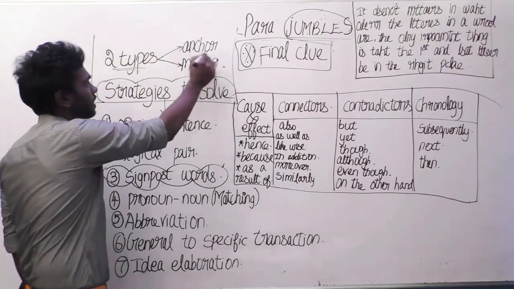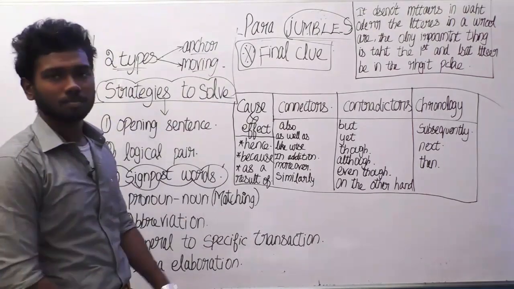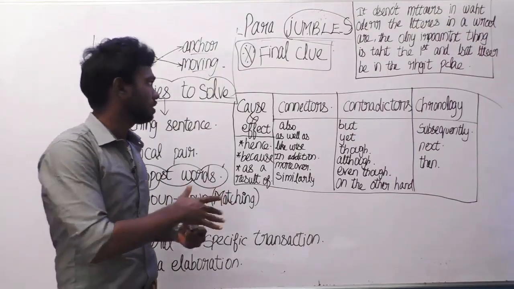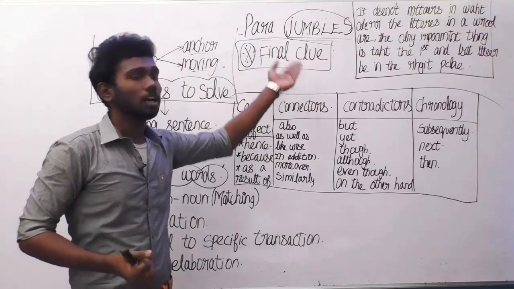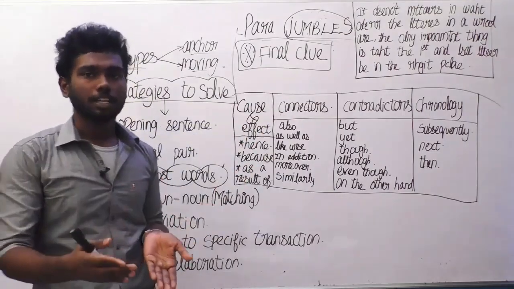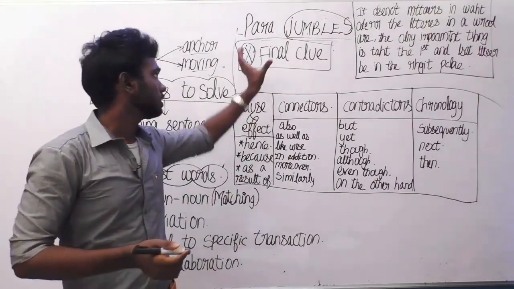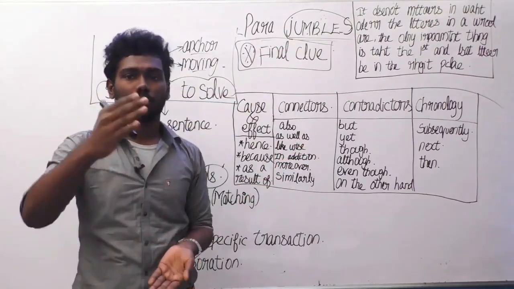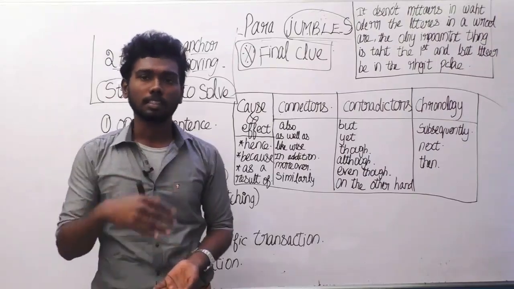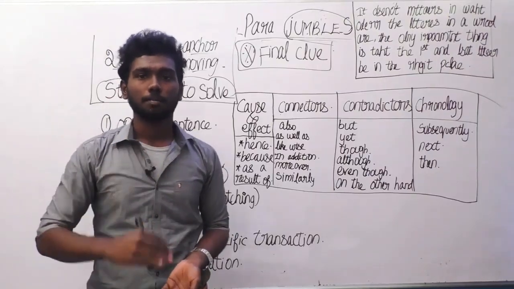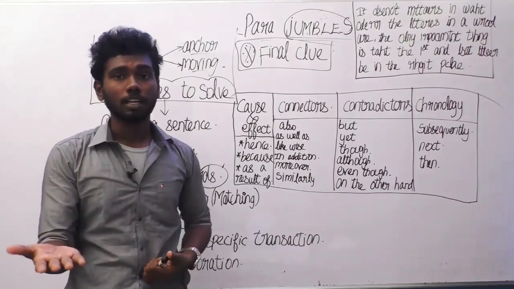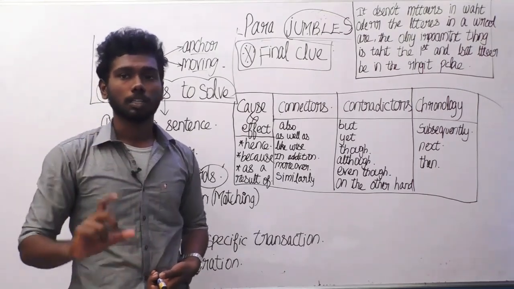What is the difference between an anchor jumble and a moving jumble? Can you guess it? Before saying this, I will say there are further classifications of parajumbles also. When parajumble sentences are given, there will be 4 to 5 lines. In those lines the sentences will be jumbled, so you have to put them in the correct order. In the same way, there may be jumbled words also.